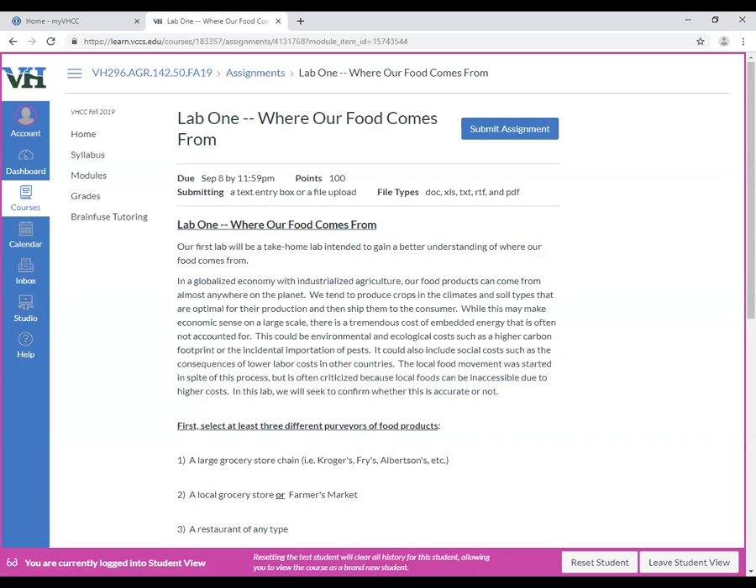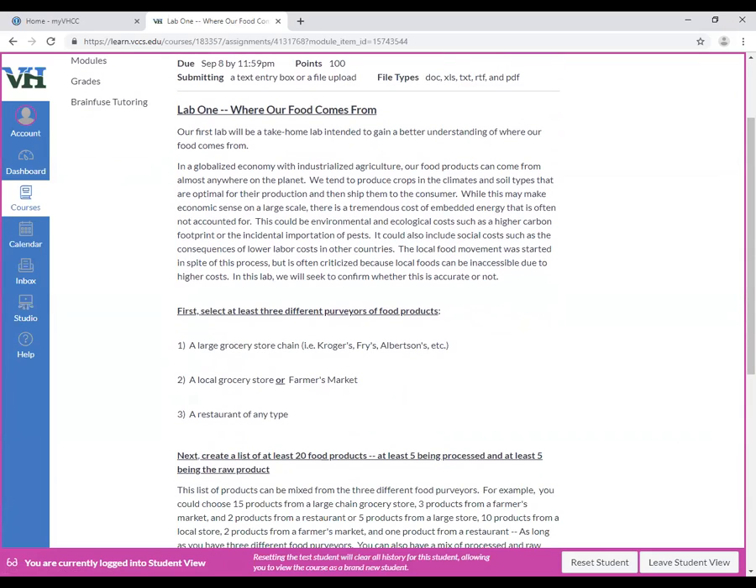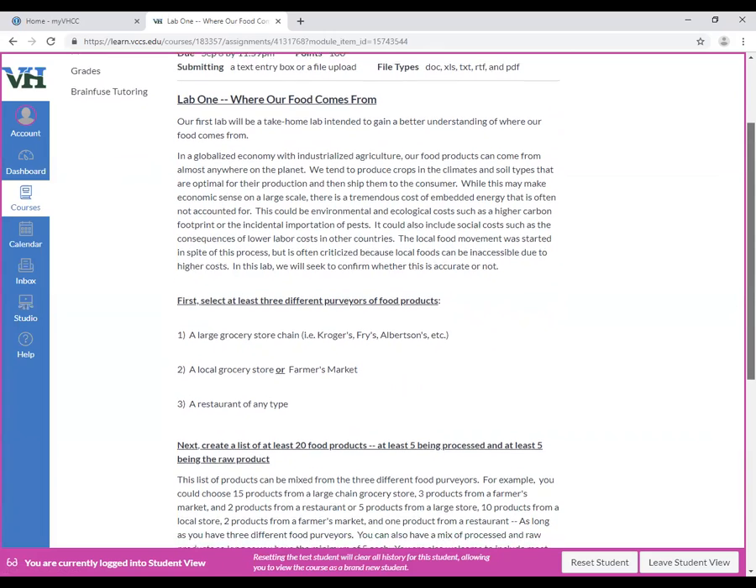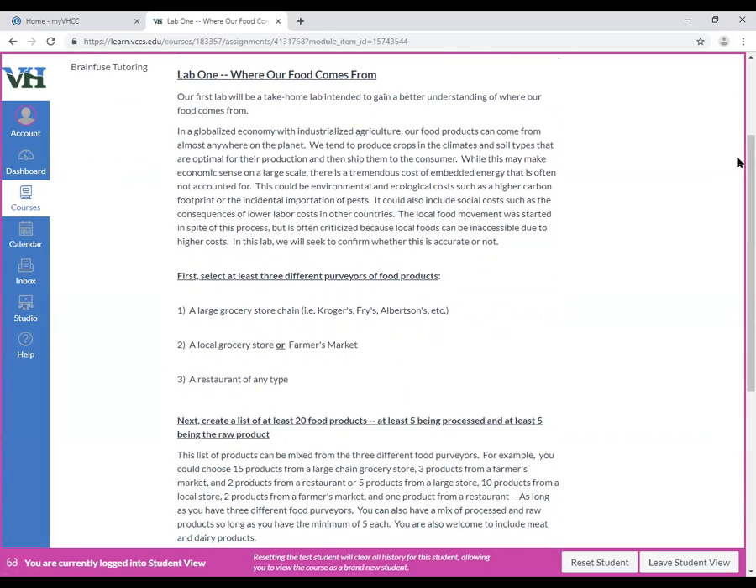All right, so this is a take-home lab, and basically what I want you all to do is try to get a better understanding of where our food actually comes from. Because in this globalized economy with this industrialized agriculture system, these food products could come from all over the world.